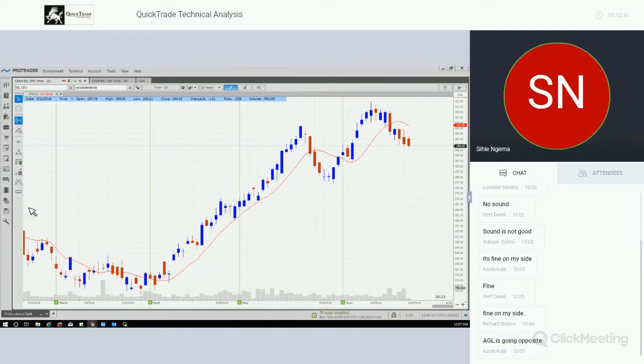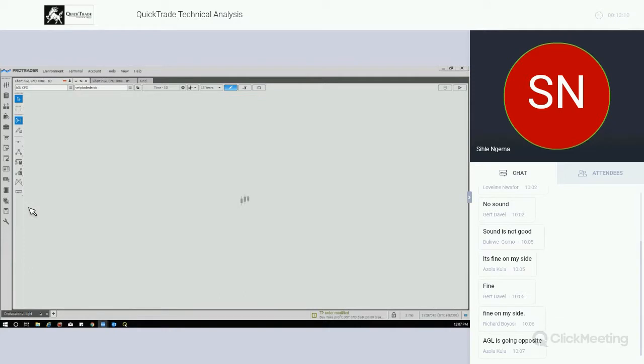Oh, Azola, you're saying AGL is going against us. I don't know. I've been doing some other class. I don't know what AGL is doing. Let me check if I can spot AGL here. Oh, AGL 301. It went down. It actually opened at 297. No, no, no. This is AGL. I want this one.